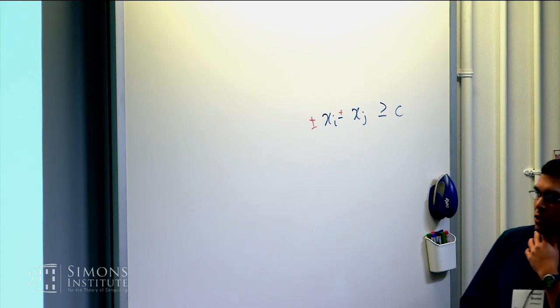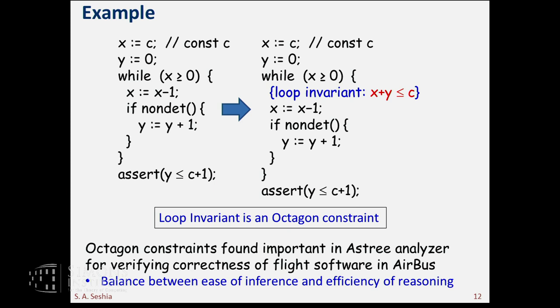And why is the octagon constraint interesting? Well, in the work that I mentioned previously done for Airbus, there's a program verification tool called ASTRÉE that's been developed in France. They did an extensive evaluation and found that in order to infer invariants, octagons, the class of linear inequalities called octagons, was the perfect balance in terms of automatically inferring these and then being able to prove properties on millions of lines of code.